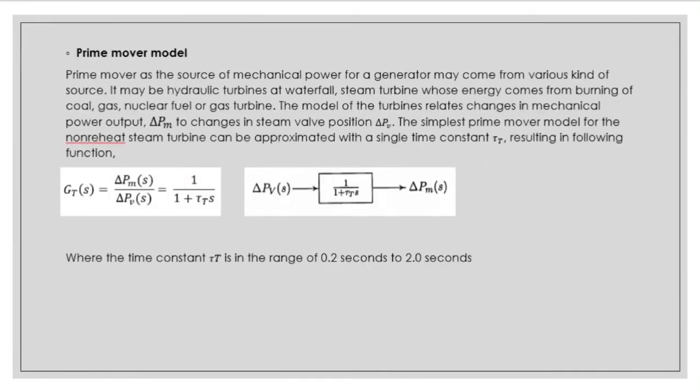Prime mover is the source of mechanical power for a generator, and it may come from various kinds of sources, such as hydraulic turbines at waterfall, steam turbine whose energy comes from burning of coal, gas, nuclear fuel, or gas turbine. The model of the turbines relates changes in mechanical power output to change in steam valve position. The simplest prime mover model for the non-reheat steam turbine can be approximated with a single time constant, resulting in the following function.